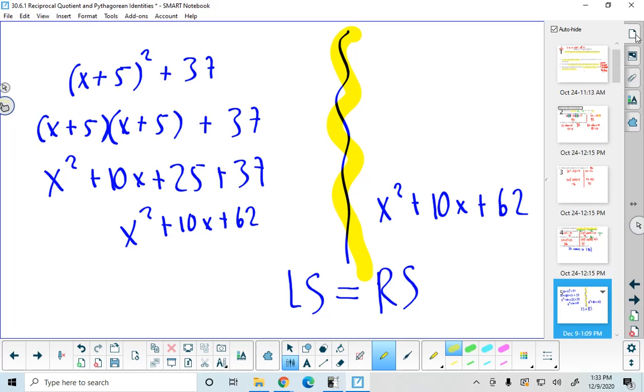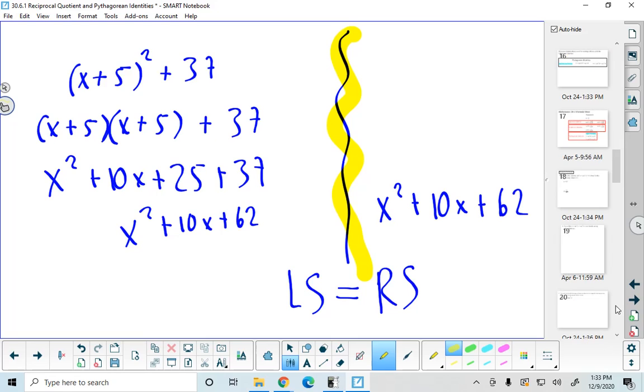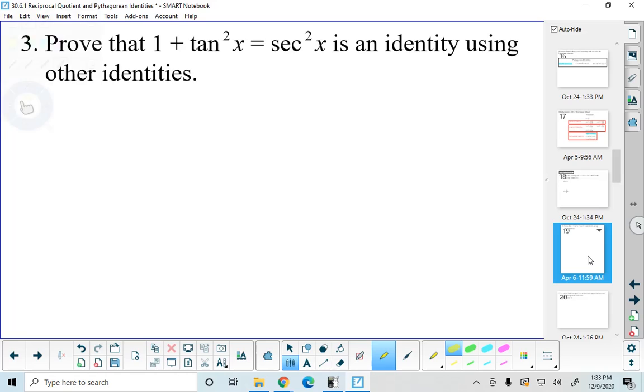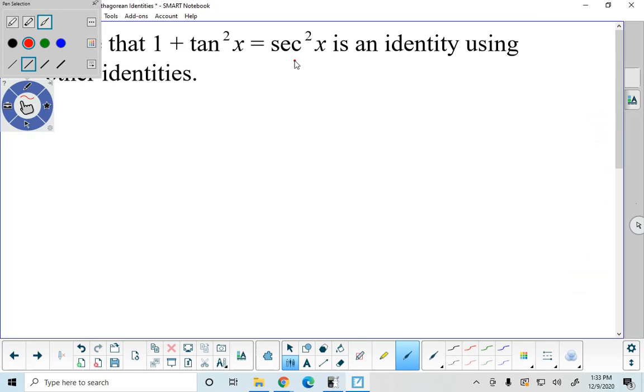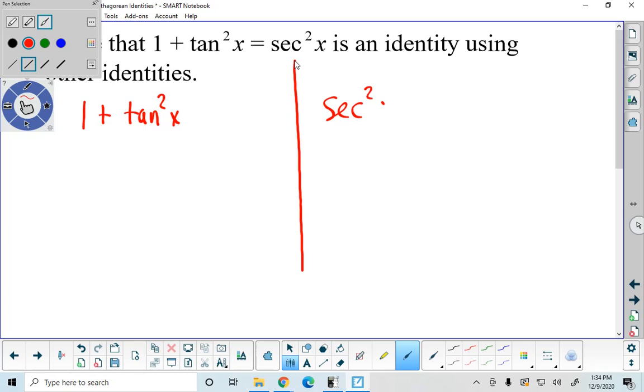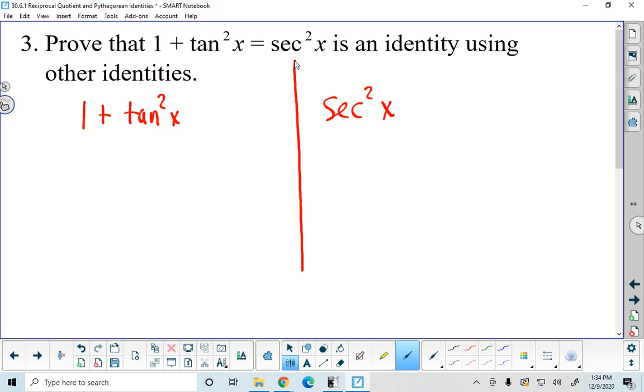So that's what we are about to do with this trigonometric expression. We're going to draw a line down the middle. We're going to put 1 plus tan squared of x on the left side and secant squared of x on the right side. And when you prove an identity, you manipulate one side so that it's identical to the other, or you manipulate the other side so it's identical to the first, or you maybe meet them both ways, meet them halfway.